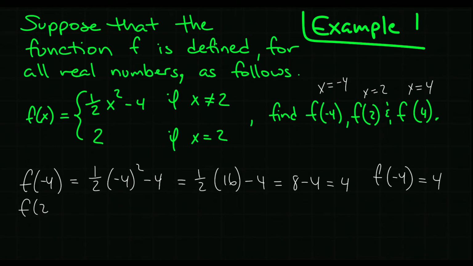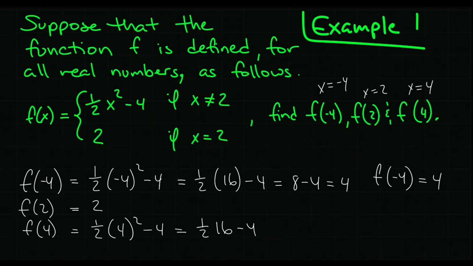For f of 2, because x is equal to 2, that means our output or our y is going to also be equal to 2. Lastly, we have f of positive 4. 4 does not equal 2, so that means we use the top equation again. So you have 1/2 of positive 4 squared minus 4. 4 squared is 16, so we have 1/2 of 16 minus 4. 16 divided by 2 is 8, so that's 8 minus 4, which gives us 4. So the f of 4 is equal to 4.